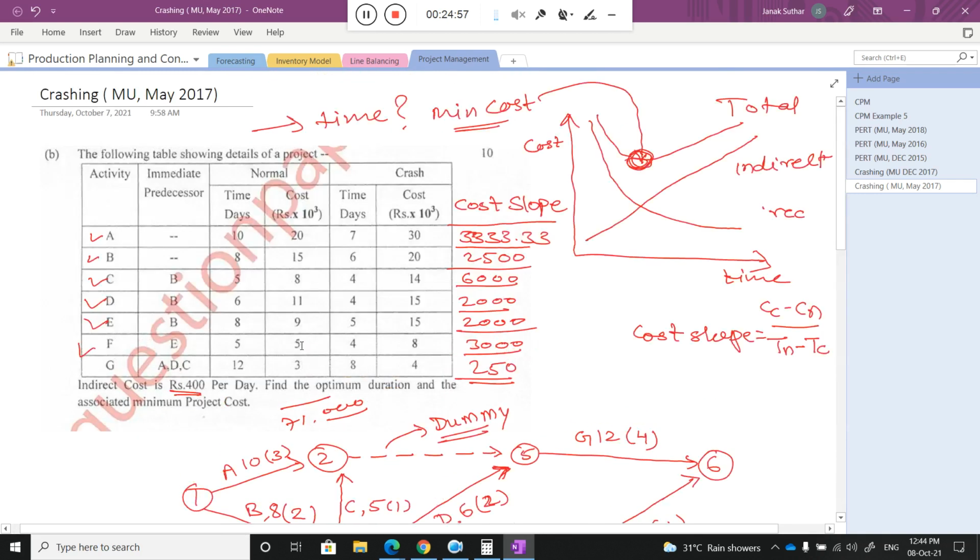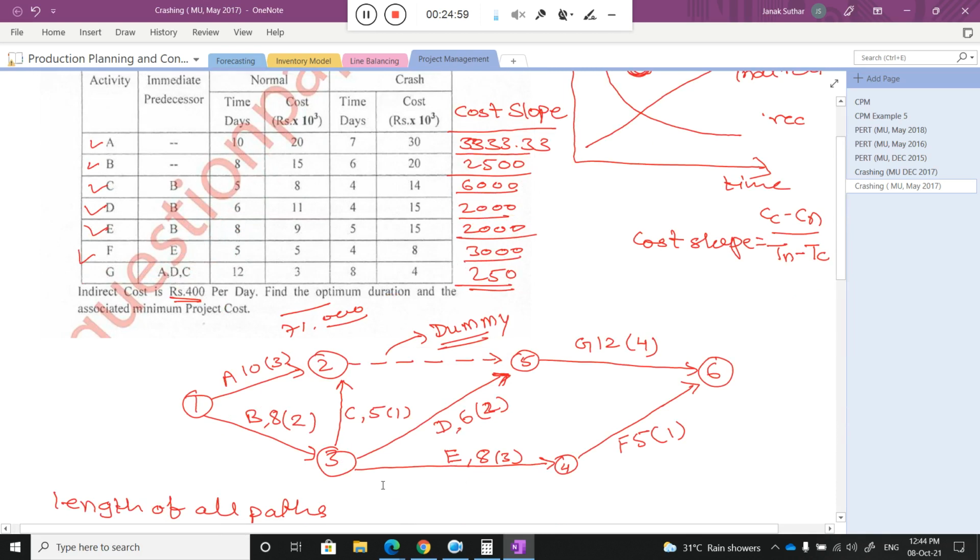Okay, I am not mentioning, but that is the 1 to 3, 3 to 5, 5 to 6. It is a critical path. So activity B is the 1 to 3, activity D is the 3 to 5, and activity G, very good. So B, D and G, these three, with respect to the slope, are 2500, 2000 and 250.